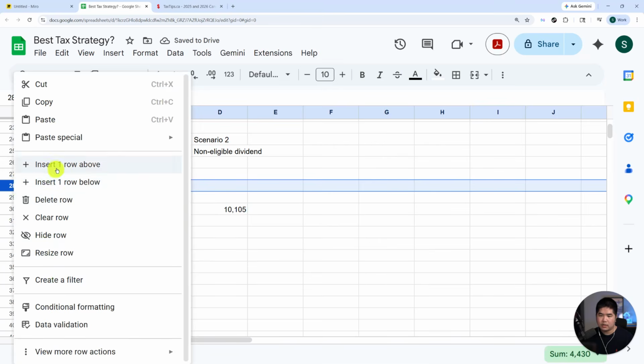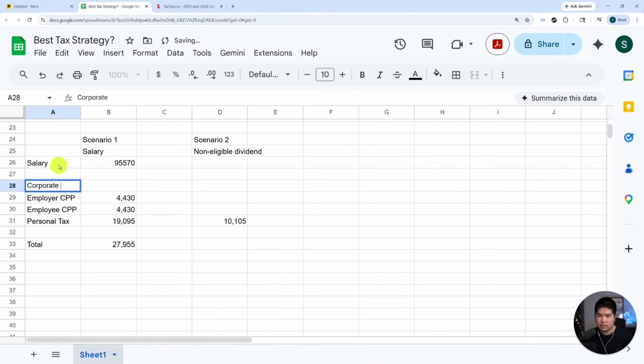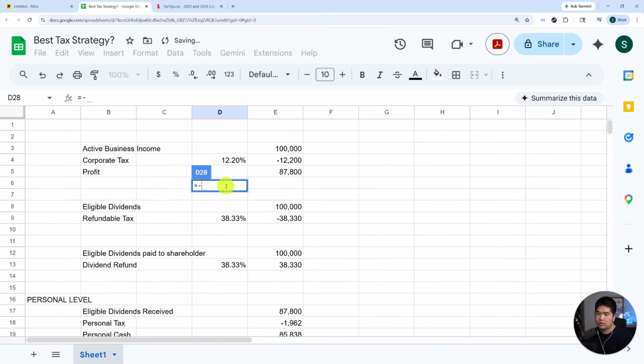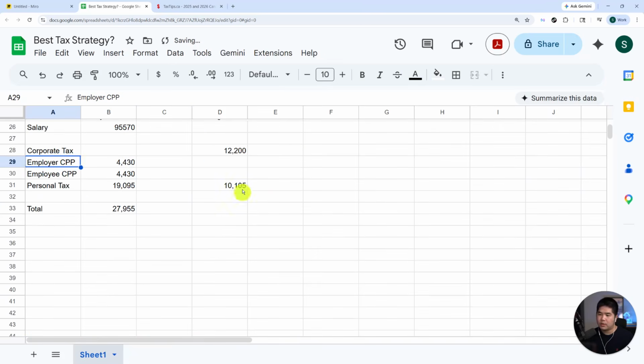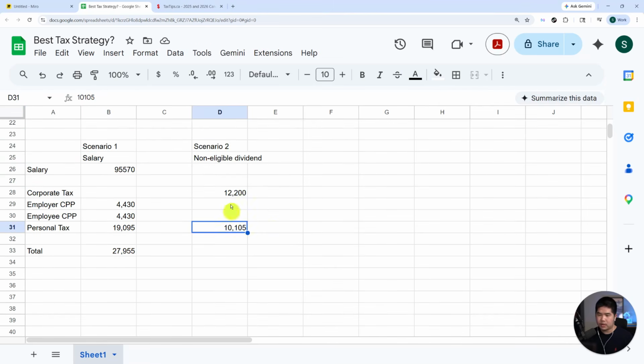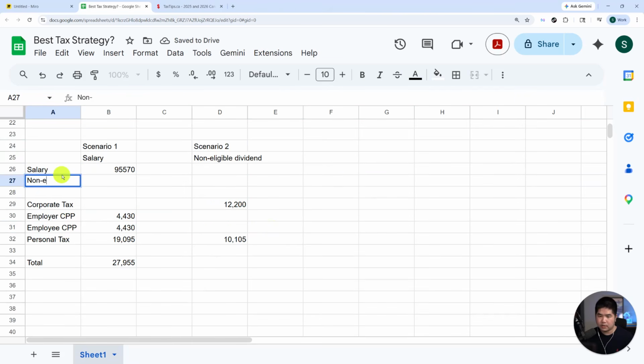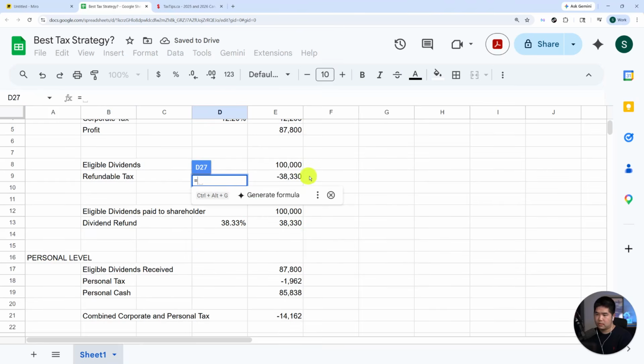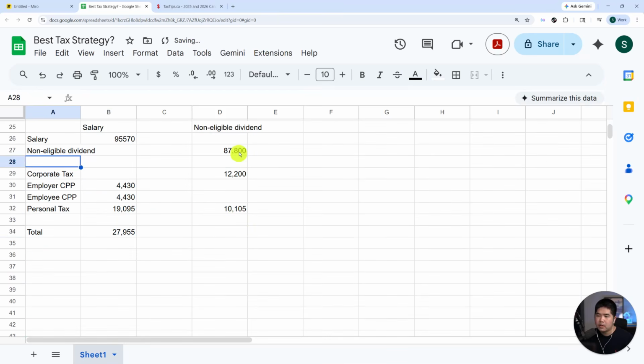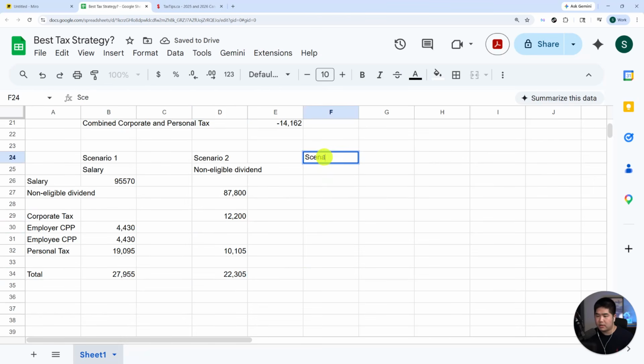Let's just add corporate tax. It's $12,000. So $12,000 is paid by the corporation, and then the individual pays $10,000 in personal tax, non-eligible dividend. Here we go. So then the total tax is $22,000, and then scenario number 3, which is what we did now.